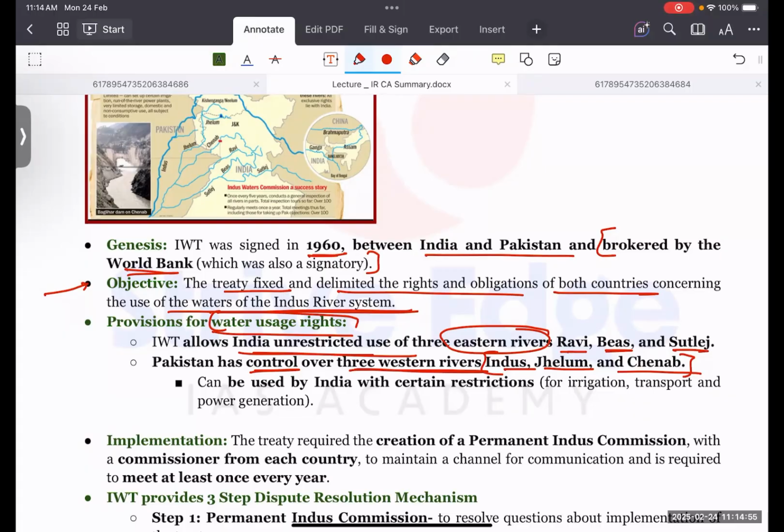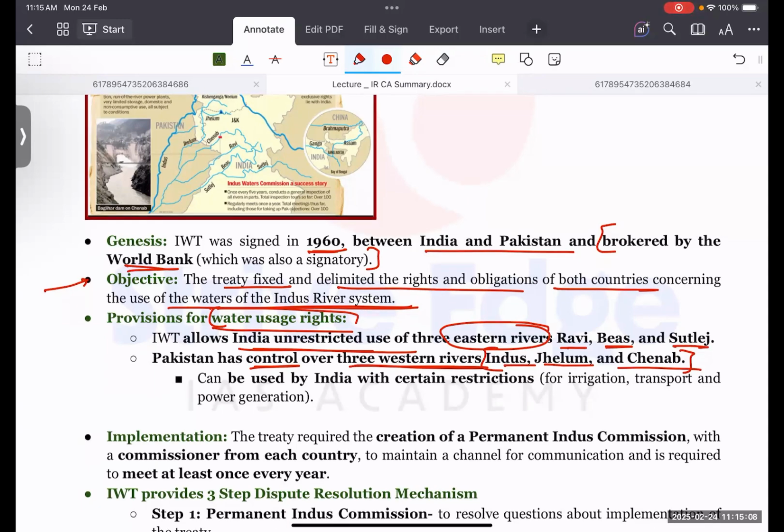But because we are the upper riparian country, meaning the river flows through our country and we can restrict it, we should be on the upper side of this treaty. So India has a provision for these western rivers also, that certain restrictions can be placed, such as run-of-the-river projects. We should not block the water. We can build projects such as irrigation, transportation and power generation projects, which are run of the river, meaning they will not interrupt the flow of the river. That you have to remember.